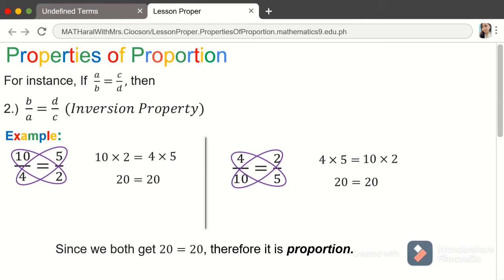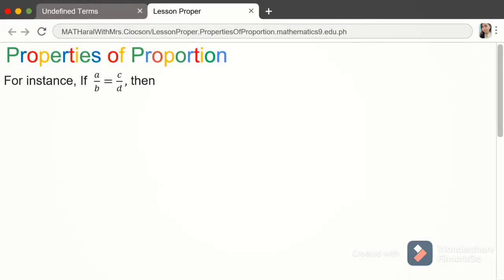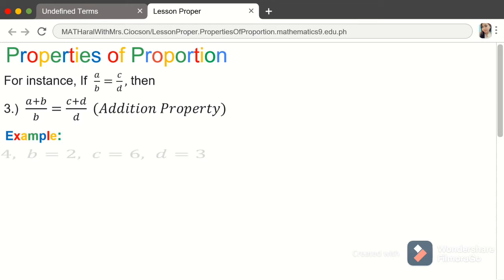Next, (A plus B) over B is equal to (C plus D) over D. This is the addition property. For the solution, we have A is equal to 4, B is equal to 2, C is equal to 6, D is equal to 3. Substituting, (4 plus 2) over 2 is equal to (6 plus 3) over 3.